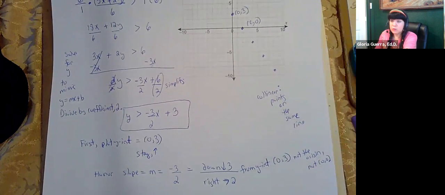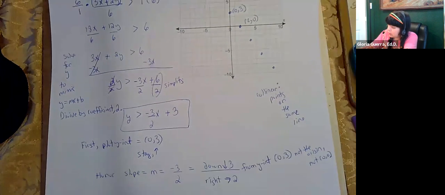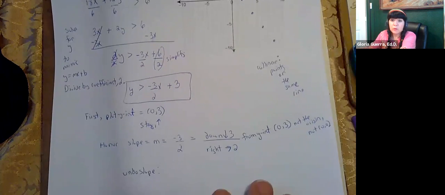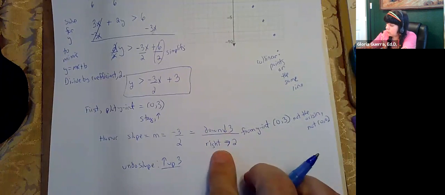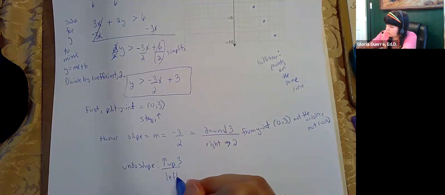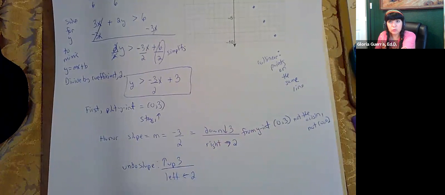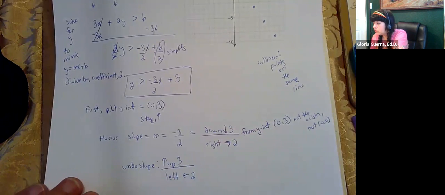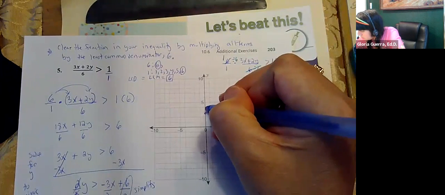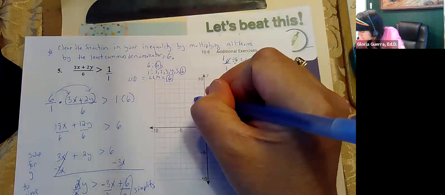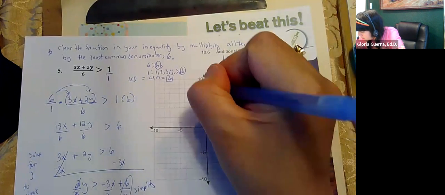And if you want to, you have more grid on top. If you want to undo your slope, then right here, instead of going down 3, you go up 3. And instead of going right 2, you would go left 2. If you wanted to undo your slope, you would go to the top over here where you left off. Here you have more grid. Up 3, left 2. Up 3, left 2.